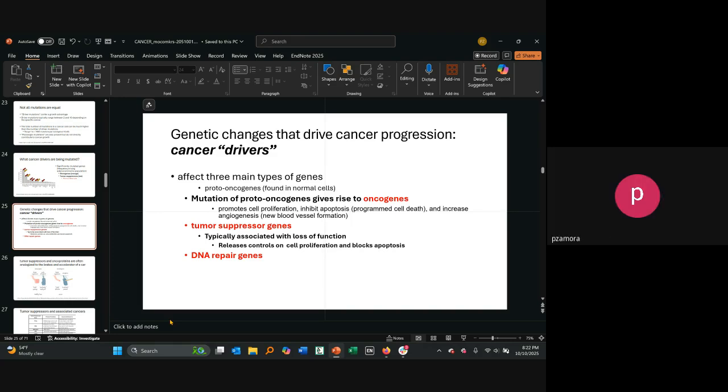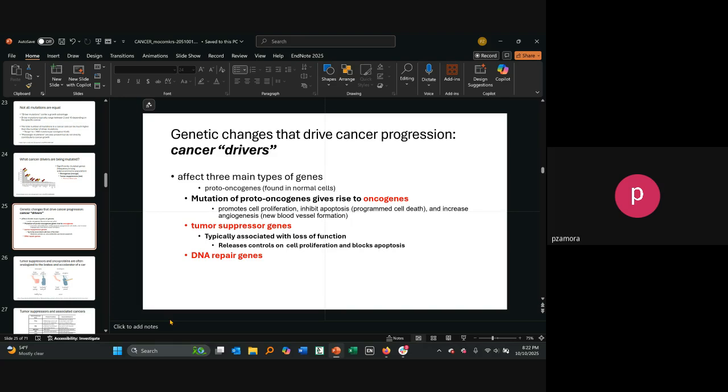No, you're both correct. Okay, thank you. Any other questions? Go ahead. Yeah, I had a quick question. Proto-oncogenes can become mutated to give rise to oncogenes. Can it go the opposite way? Is it possible for oncogenes to be mutated to stop driving cancer production?